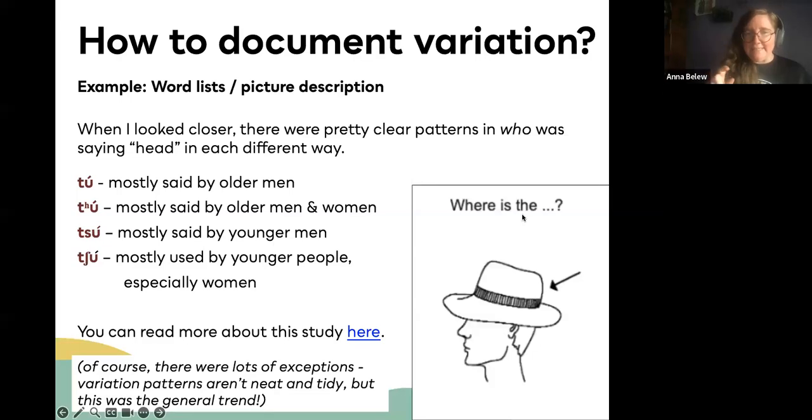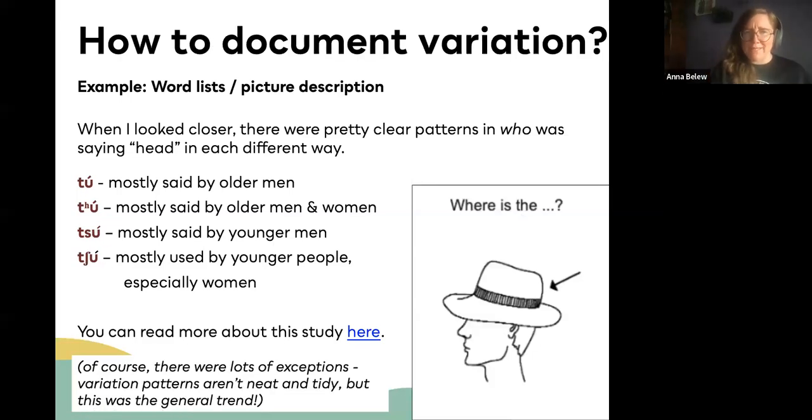So this plain T, tu, was mostly said by older men. This was kind of the grandpa pronunciation. And then this T with an aspiration, the tu, was mostly said by older people, both men and women, but slightly more older women. And then su with the ts was mostly said by younger men. So this was like the young dude pronunciation. And then chu with the ch sound was sort of the most widely used, but especially among younger people and especially among younger women, right?